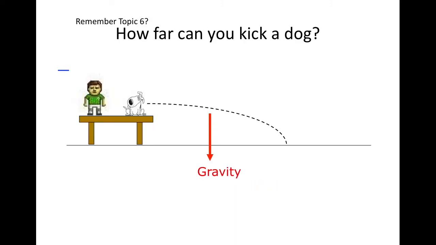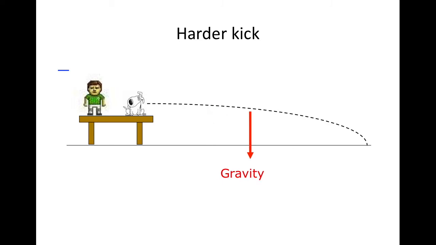Remember topic 6 and how we were introduced to the idea of how far you could launch an object that would result in the object following an orbital path around the Earth? And we talked about how far you could kick a dog in order to send it into orbit. The more force that you kick the dog, the further that the dog will go.